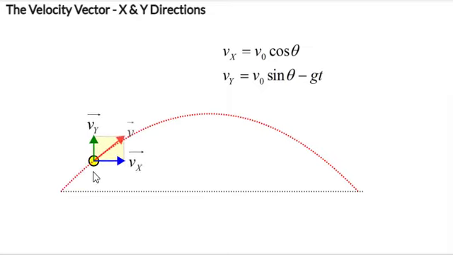Since Vx remains constant and Vy decreases on its way up, v, which is the resultant, would also decrease on its way up. At the topmost position, Vy goes down to 0, so the net velocity in this position would be just Vx or v0 cos of theta. There would be no y component here.